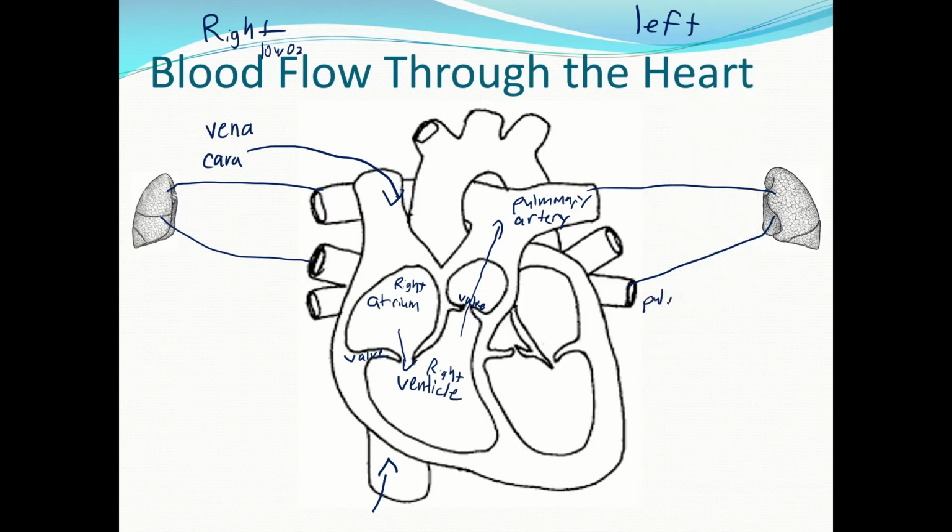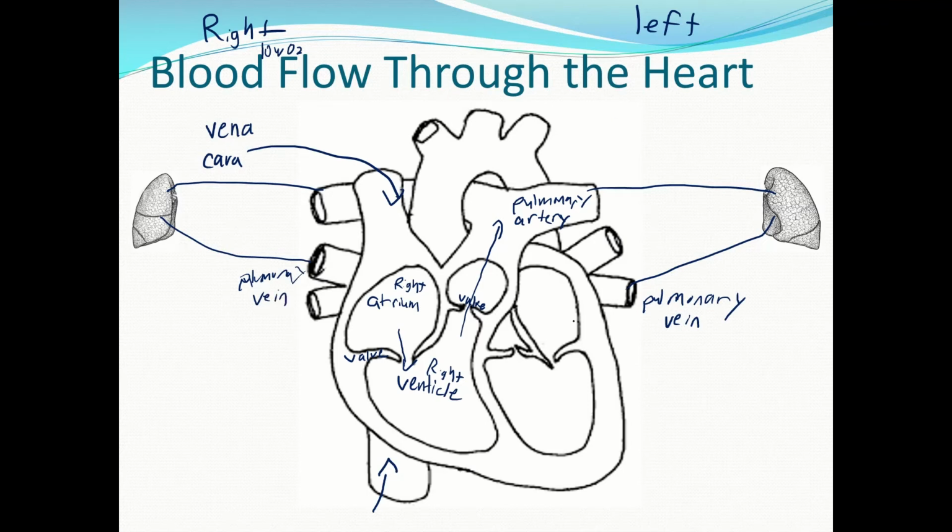Pulmonary means like lungs. So when it comes back, it's coming through the pulmonary vein. Artery is away from the heart. Vein is towards the heart. So this is also a pulmonary vein.